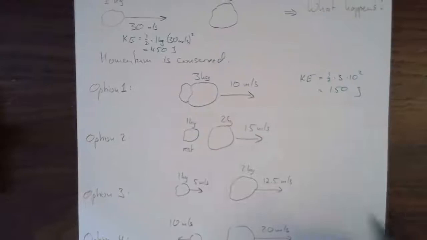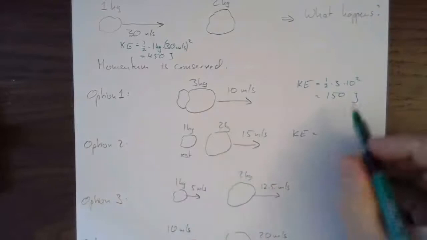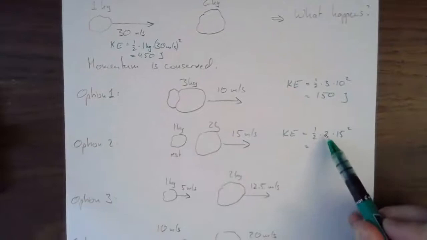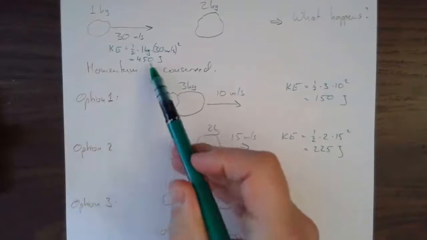How is option 2 doing? Well, let's have a look. This one's at rest, so this one doesn't have any. This one is 2 kilograms at 15, so let's work this out. 1/2 times 2 kilograms times 15 squared. Yes, I know I'm throwing the units under the bus here, but we know what those are. 1/2 times 2 is 1, 15 squared is 225. Alright, we did better than up here. Lots more. In fact, we had pretty much exactly 50% of the original. Still, 50% of the kinetic energy apparently has just been lost.